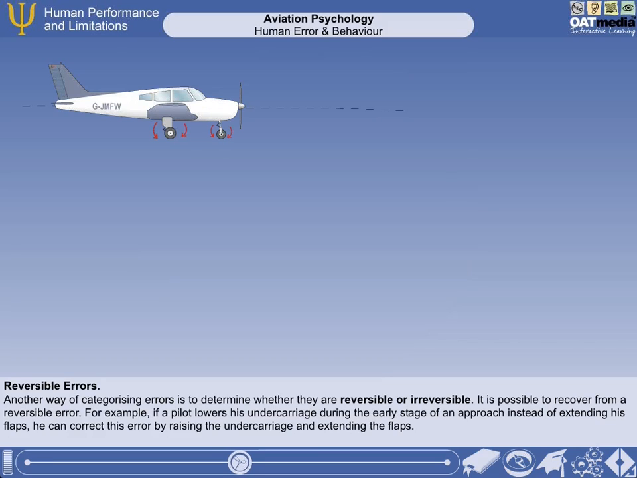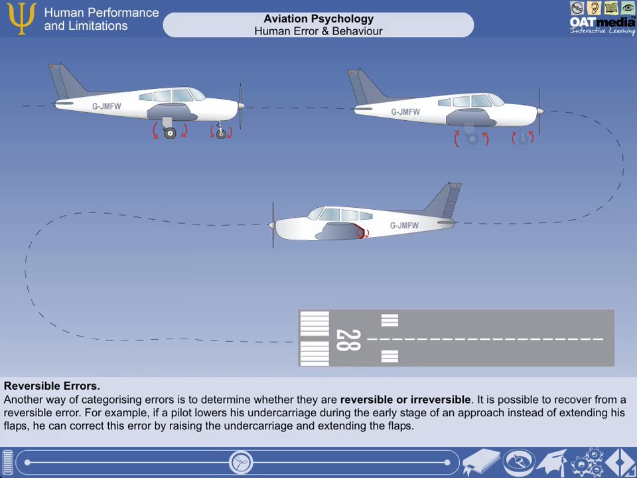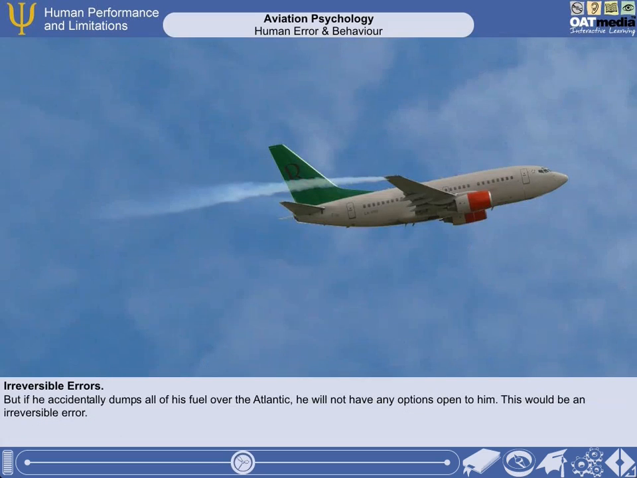Another way of categorizing errors is to determine whether they are reversible or irreversible. It is possible to recover from a reversible error. For example, if a pilot lowers his undercarriage during the early stage of an approach, instead of extending his flaps, he can correct this error by raising the undercarriage and extending the flaps. But if he accidentally dumps all of his fuel over the Atlantic, he will not have any options open to him. This will be an irreversible error.